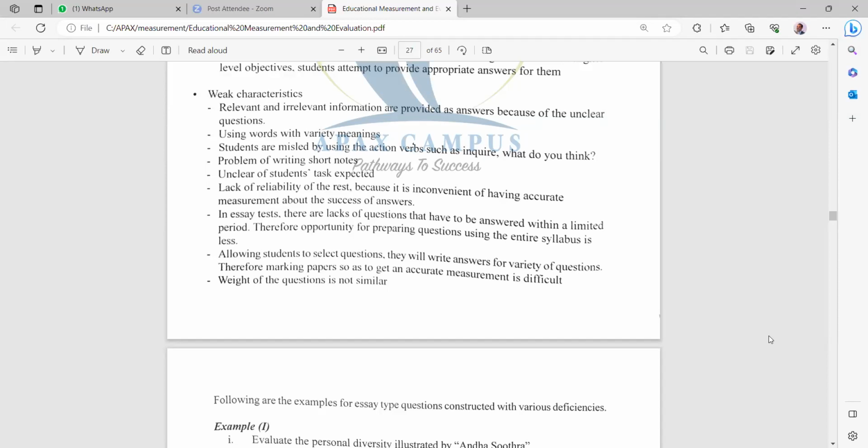Using words with a variety of meanings. When the word has several meanings, that can distort the overall meaning of the text. So that can be a disadvantage.